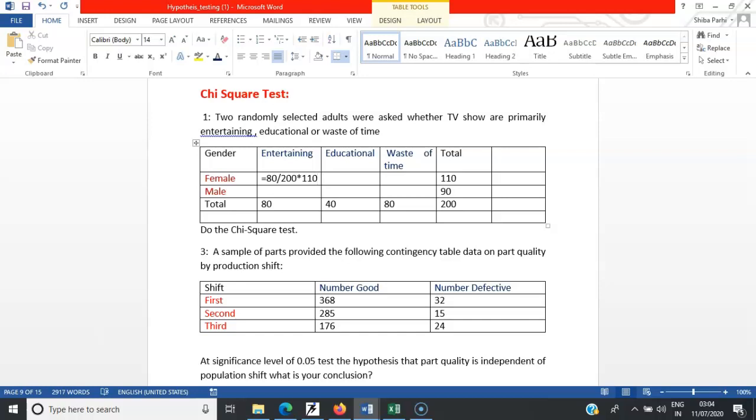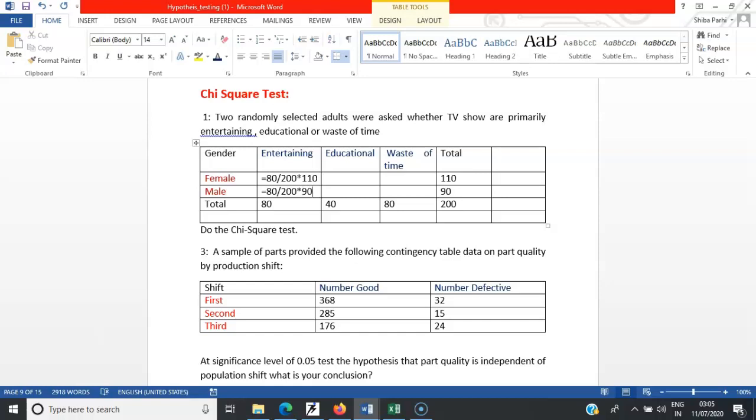So out of 110 females, how many of them prefer entertainment? Look at the total data, and I can calculate that. Similarly, I can calculate for the other data also. So 80 out of 200 prefer entertainment, but out of these 90 males, how many of them do?